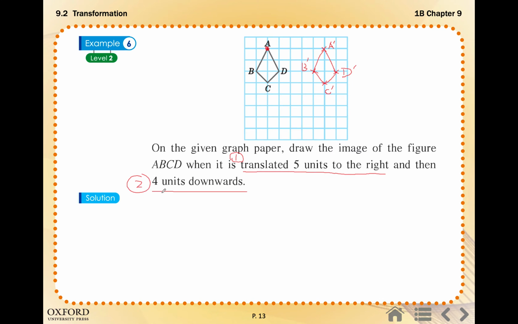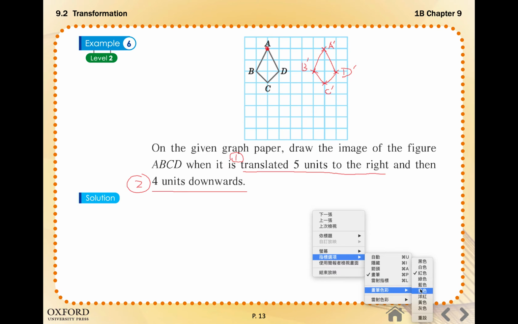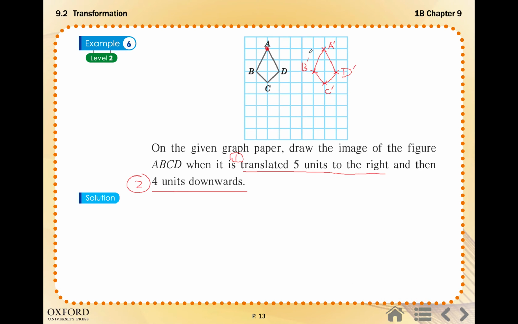And you have to do the second step, and then you have to move this figure 4 units downward. So I may use a different color of pen. Then I just move this figure 4 units downward. Also do the same again for points A, B, C, D, but this is A dash. Then move 4 units, 1, 2, 3, 4. That means up to here. And then I may not call it A dash. Then I may use double dash to mark the new position of A.